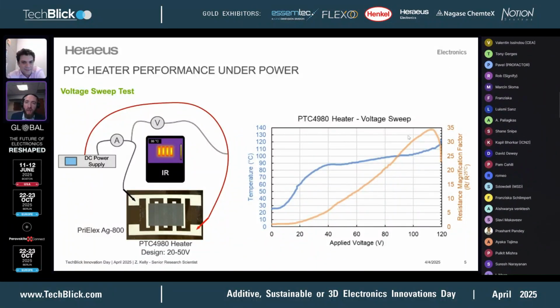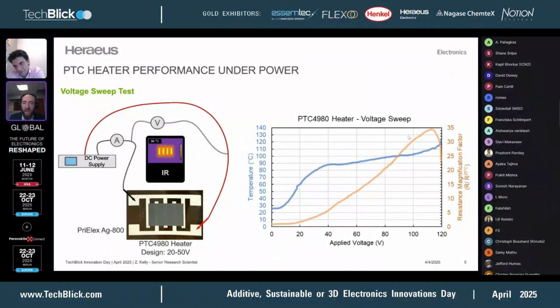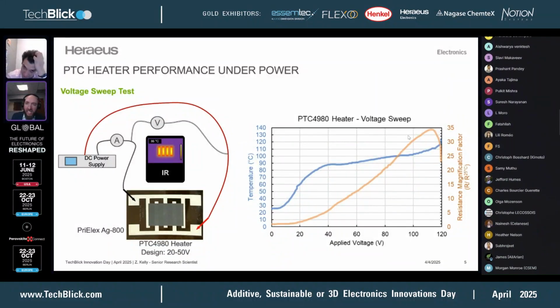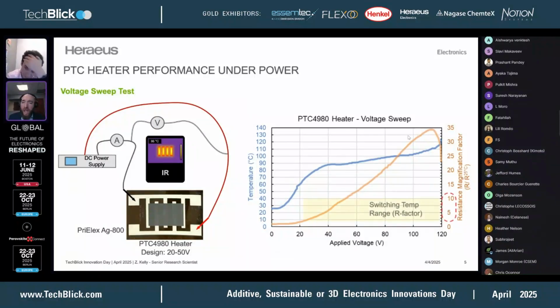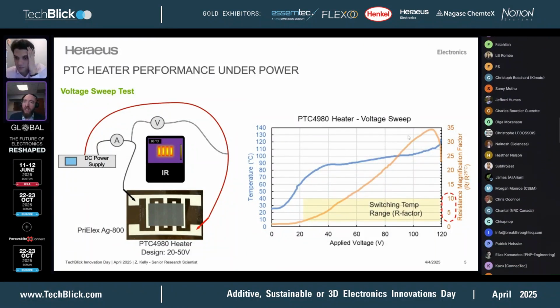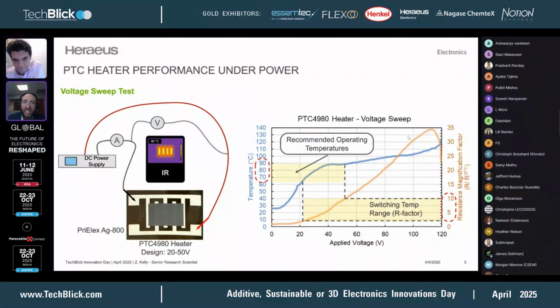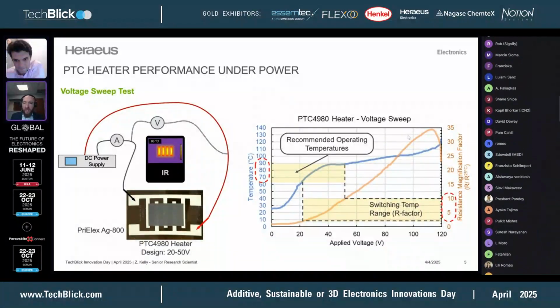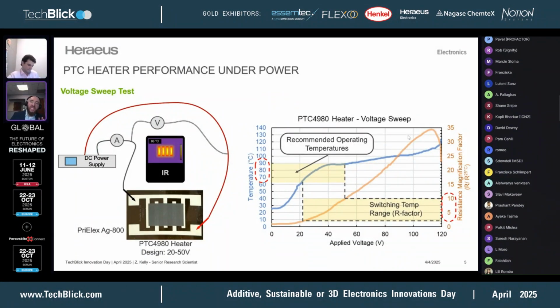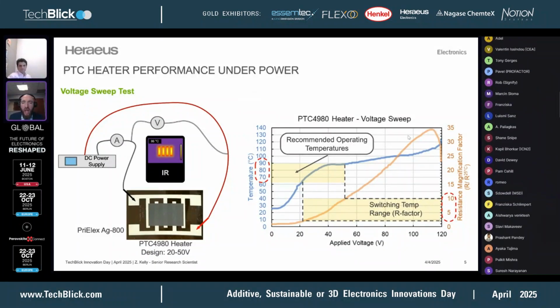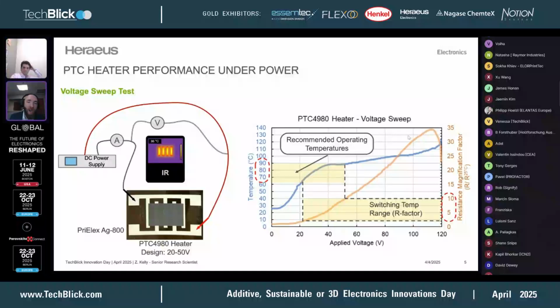So the blue line on the left is our temperature over voltage, and on the right side, that is our R factor as a function of voltage. And if you click ahead one more, we are looking for a target R factor of between 2 to 10. So that's this range here. And we click once more, and we can see that it goes to this corresponding temperature of 65 degrees to 90 degrees. So this is the recommended operating temperature as we reach that plateau area. So this is how we typically design our heaters.